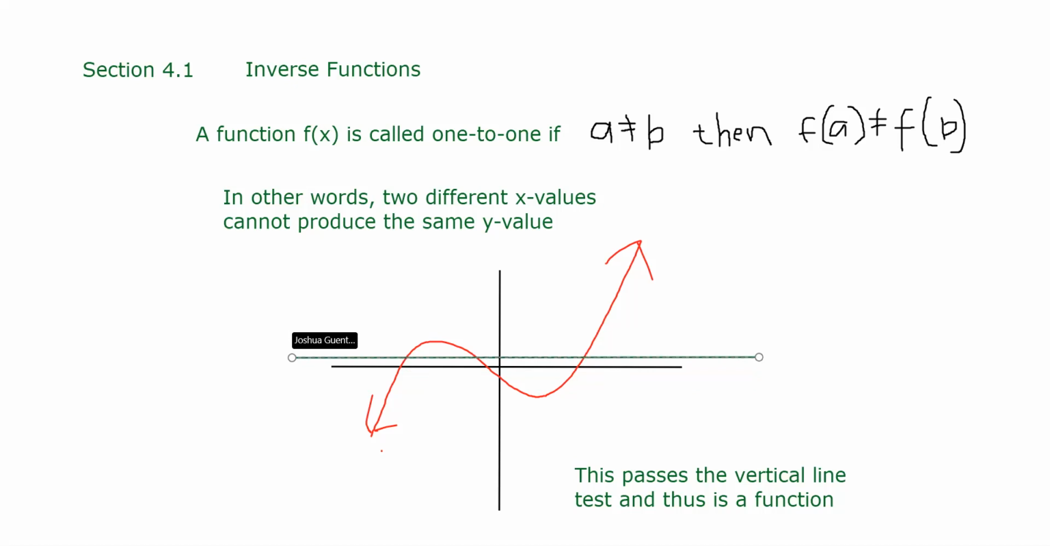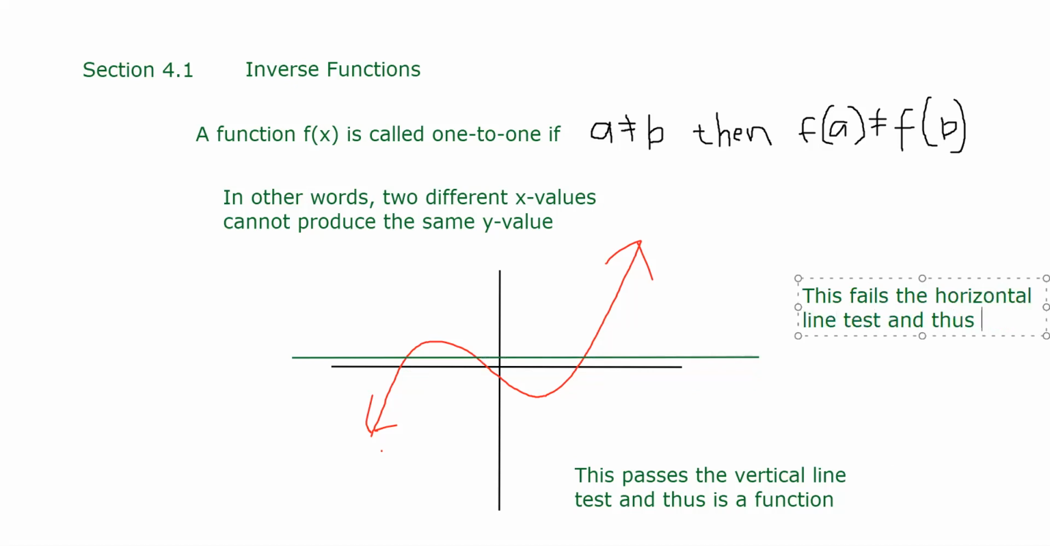So this actually fails the horizontal line test, and thus this function is not one-to-one. So it's still a function. We can still analyze it. It looks an awful lot like a cubic function, but it's not going to be one-to-one, which is just an extra property that we are going to investigate.